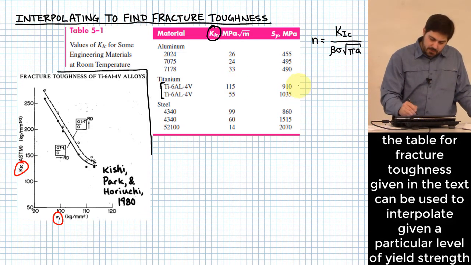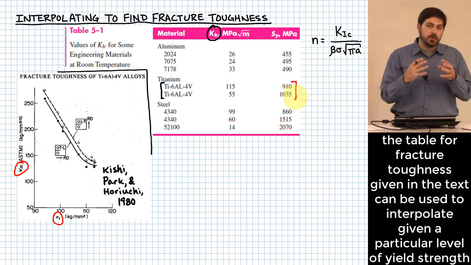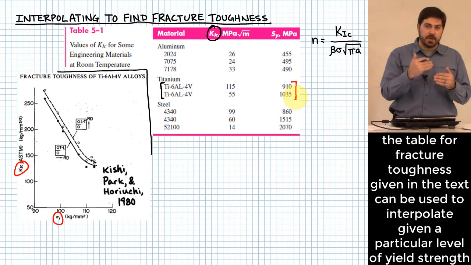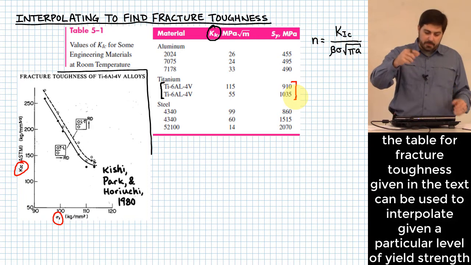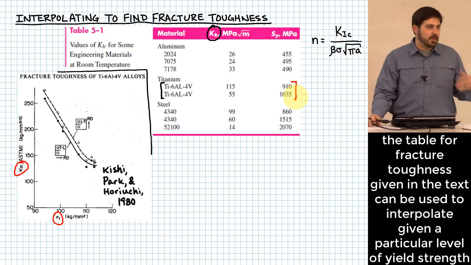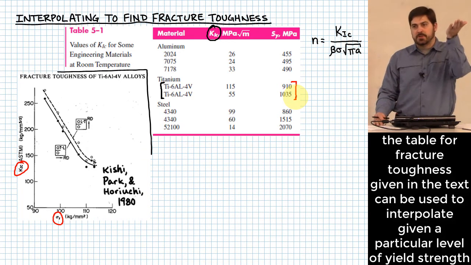Yeah, it gives you the tools that you need to be able to interpolate, right? So if you have a different level of yielding strength that you happen to know for how your titanium has been processed, then you can use that amount of yielding strength to interpolate between the two values of fracture toughness that they give right there and figure out what the fracture toughness is for your material. And it's interesting here, the more yielding strength you have, what happens with fracture toughness?